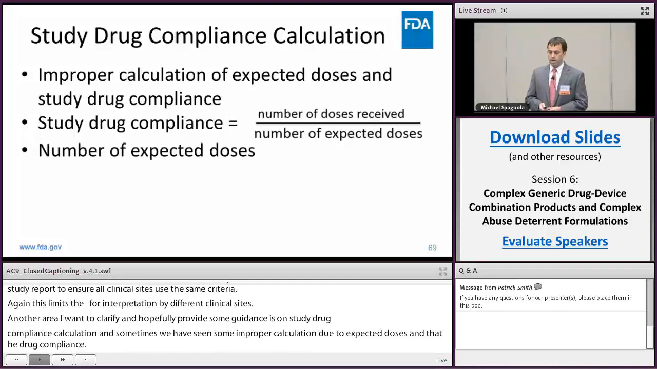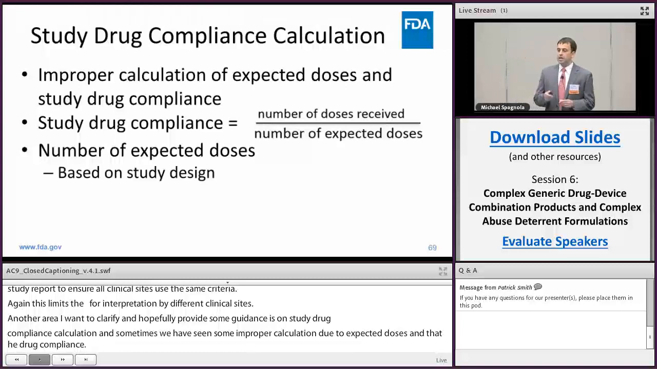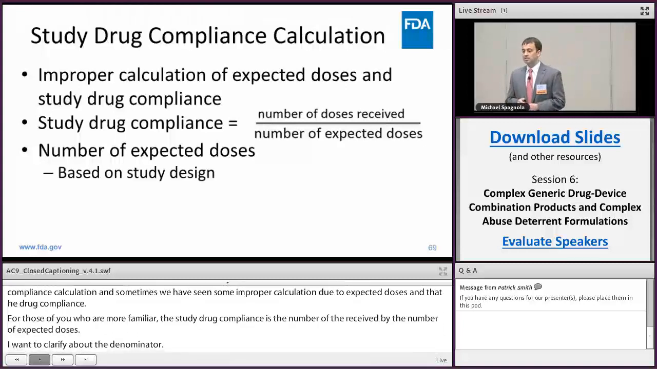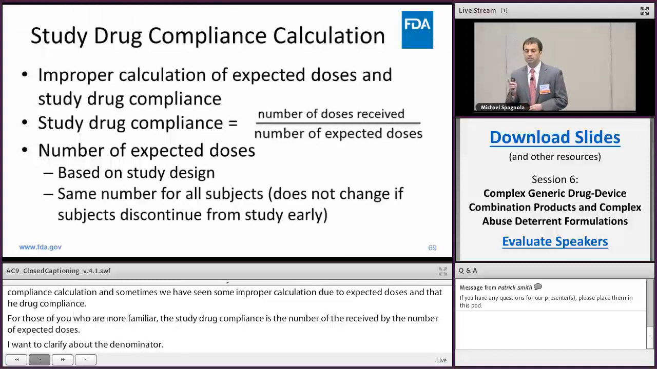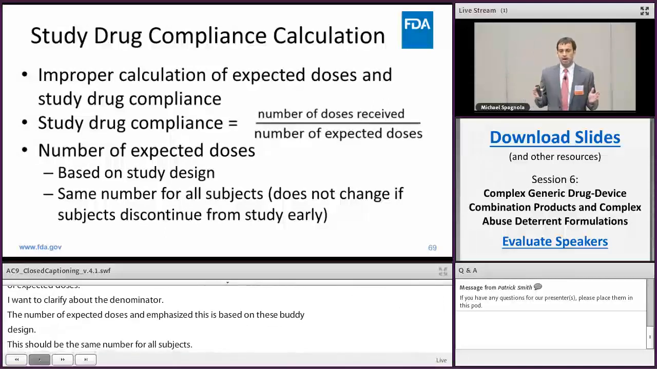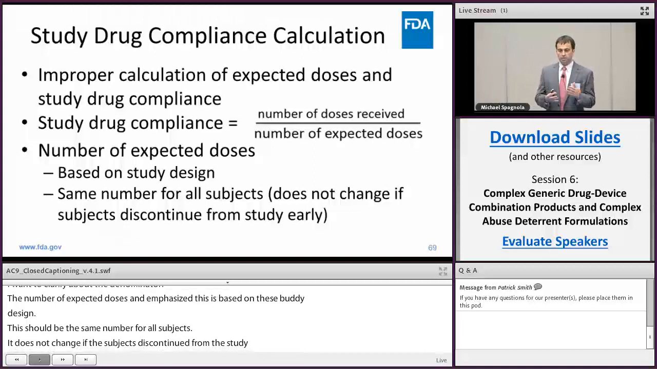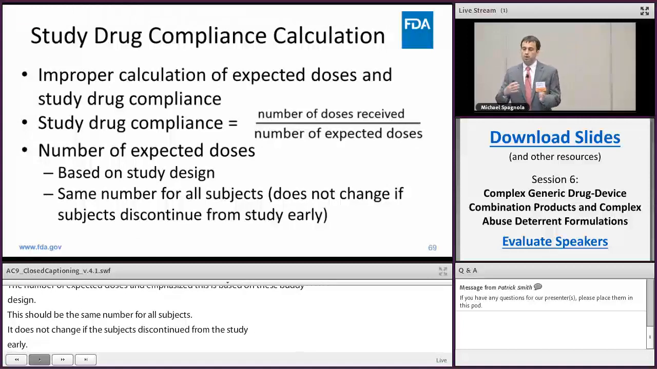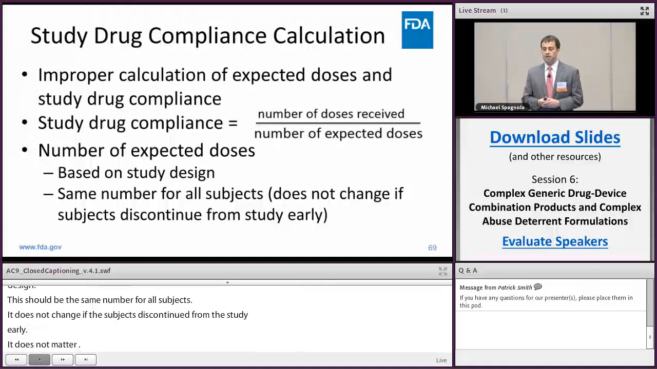And so I just want to clarify about the denominator, the number of expected doses, and emphasize this is based on the study design. And so this should be the same number for all subjects. It does not change if the subjects discontinue from the study early. So it does not matter, or it's not affected, when subjects discontinue or how long they're in the study. And we do understand why there may have been some confusion or different interpretation. But again, that's why we're talking about it now and emphasizing that this should be the same number for all subjects and is not affected if any subjects discontinue from the study early.